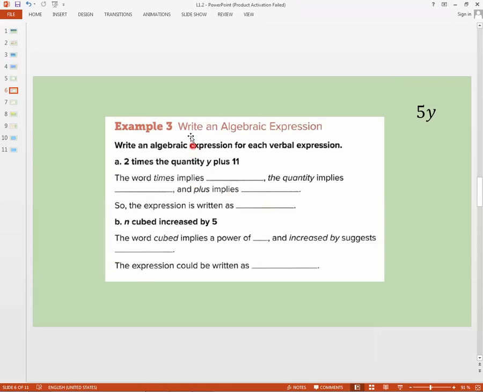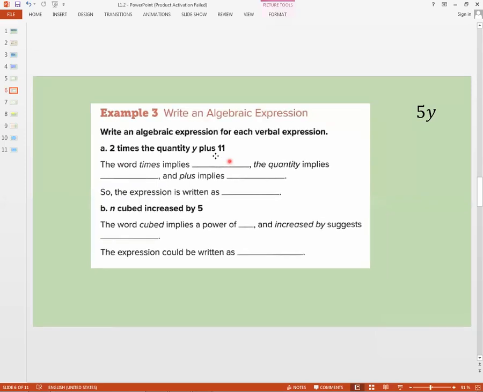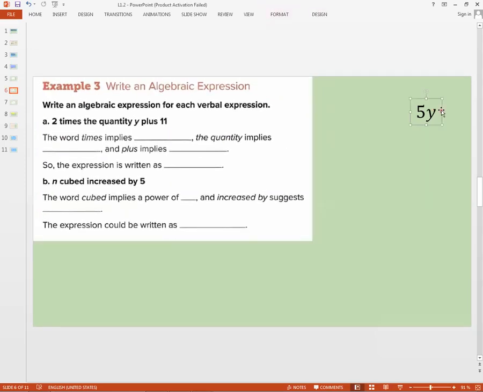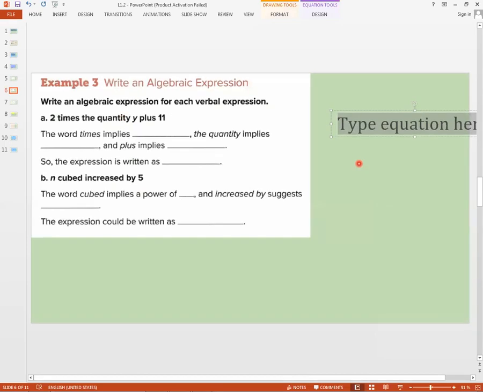Next, example 3. Write an algebraic expression for each verbal expression. 2 times the quantity y plus 11. Once again, Omar, you're going to help me. 2 times the quantity y plus 11. What should we write?